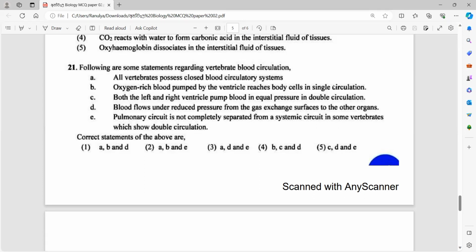Blood flows under reduced pressure from gas exchange surface to other organs. Right? Yes. Pulmonary circuit is not completely separated from a systemic circuit in some vertebrates which show double circulation. That is also correct. So A, D, E are correct. Answer number 3.